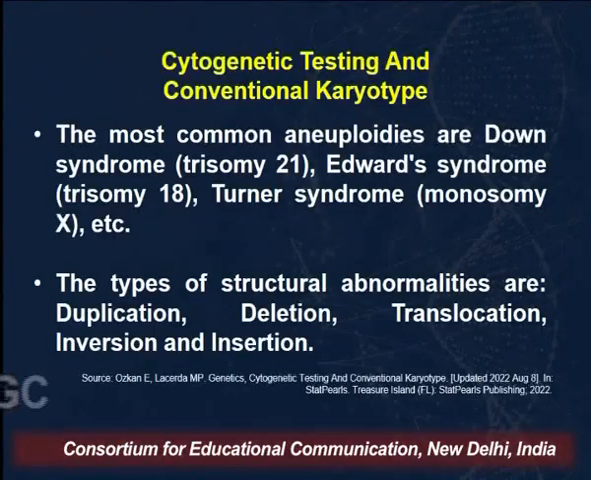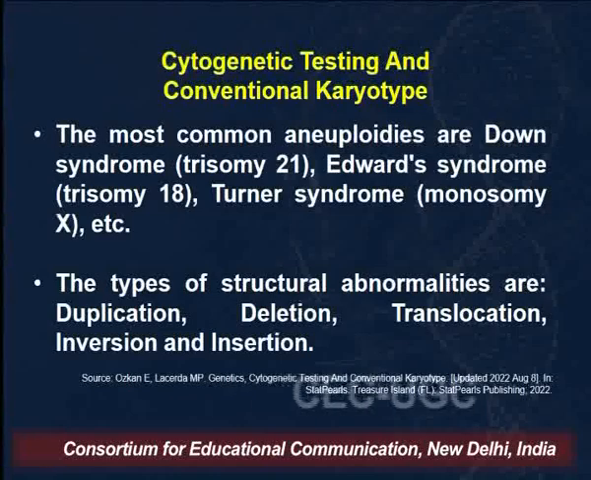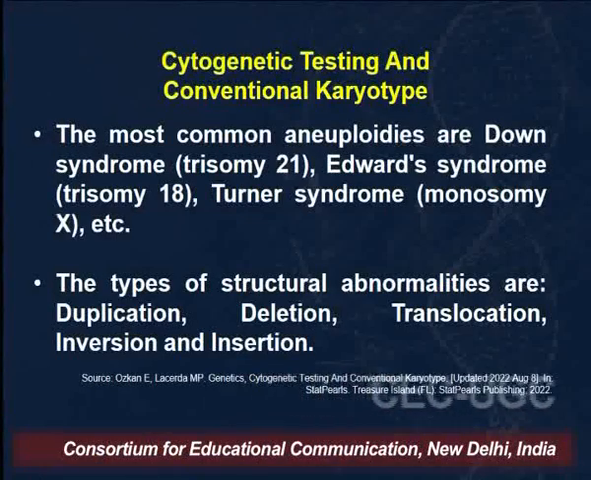Now, there are various kinds of aneuploidies. For example, Down syndrome is a trisomy of the 21st chromosome, meaning there are three 21st chromosomes instead of two. Edwards syndrome is a trisomy of 18. Turner syndrome is a monosomy of X, so one of the X chromosomes is missing. And apart from that, there are a number of structural abnormalities, for example duplication, deletion, translocation, inversion and insertions. These are the various forms of structural abnormalities.